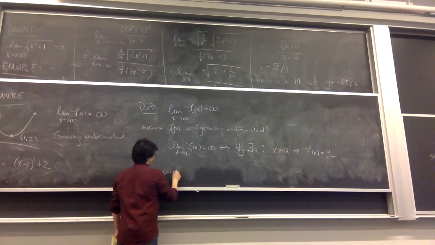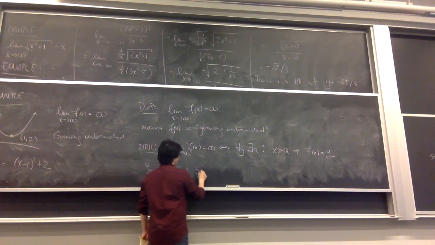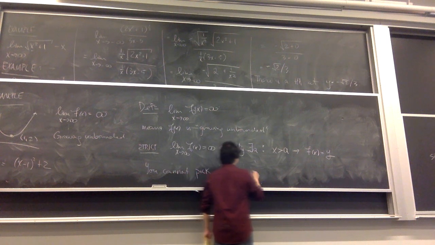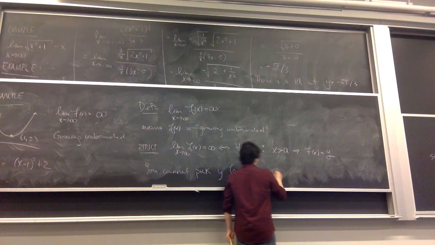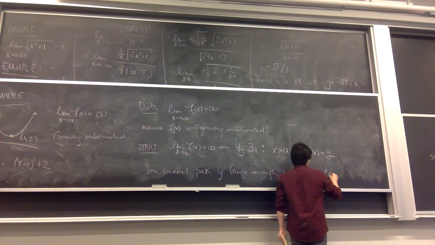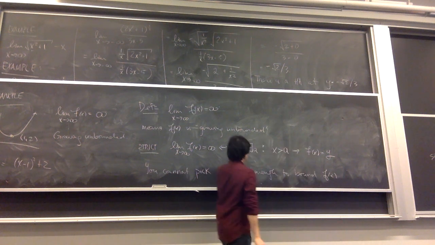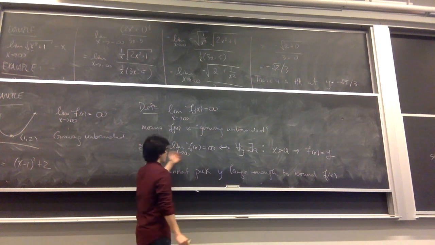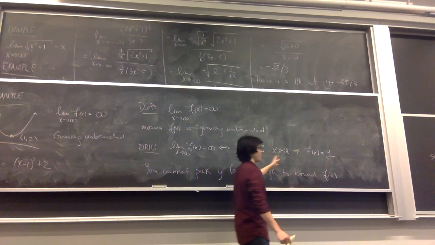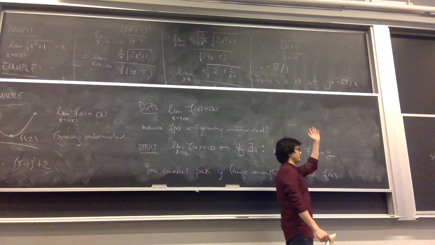Which essentially just means this: you cannot pick y large enough to bound f of x. That's how you can read this, right? If I'm growing unbounded, that means if someone else picks a huge number, I can find a place on the number line such that my function is bigger than that.